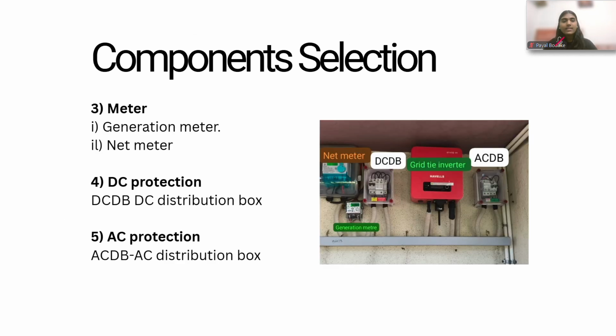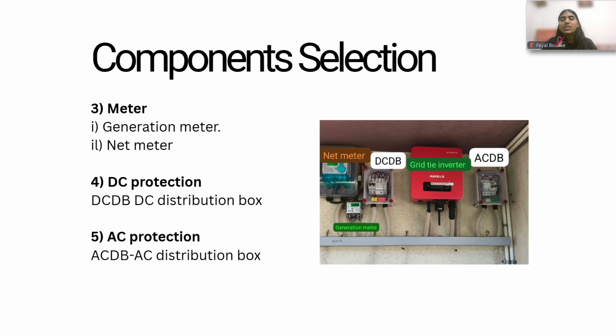So now the next component is meter. We have two meters, generation meter and a net meter. Generation meter is used to calculate the generation from the solar system, and net meter is used to calculate the import and export of the generation or the energy.